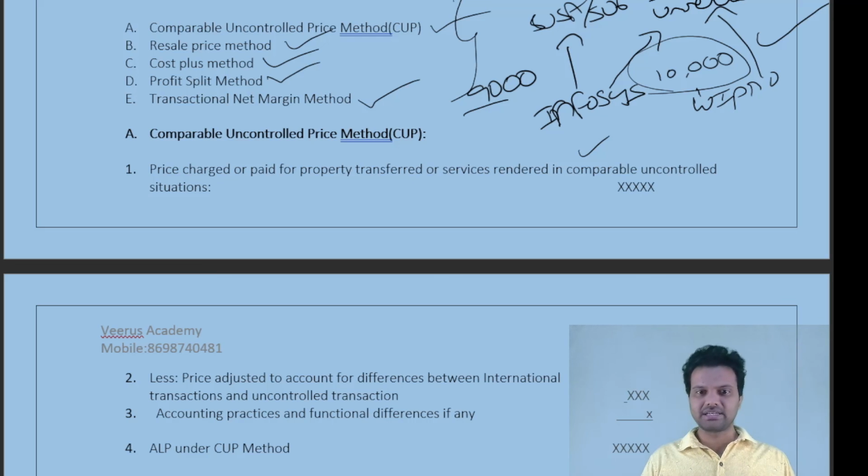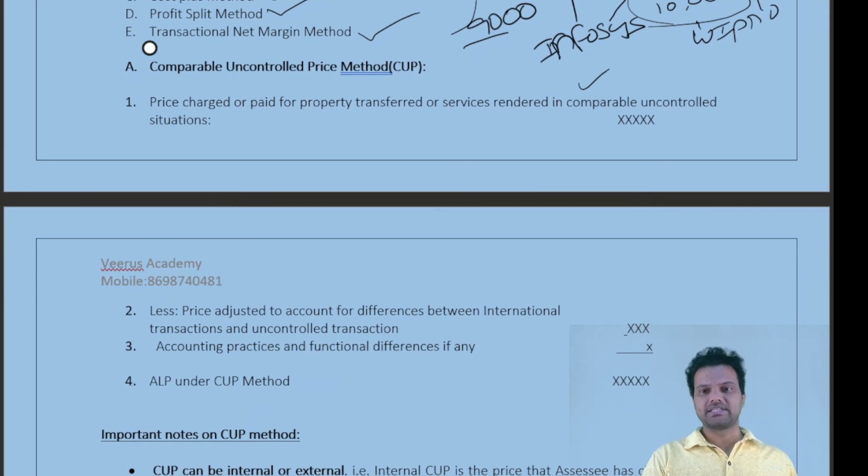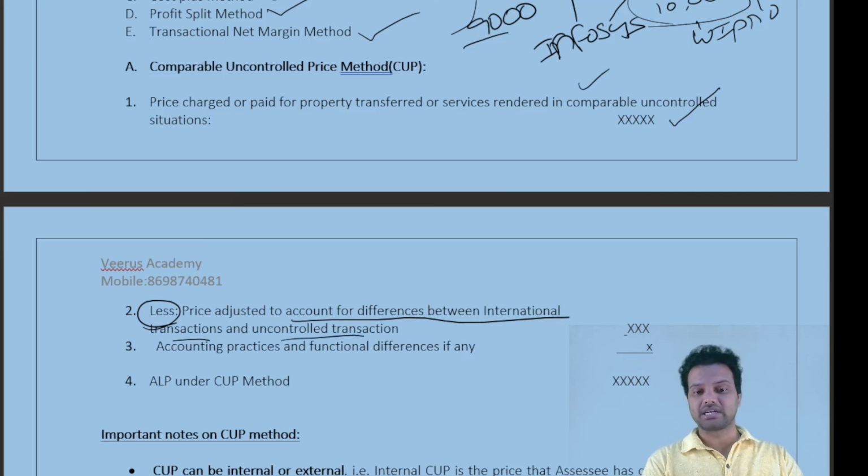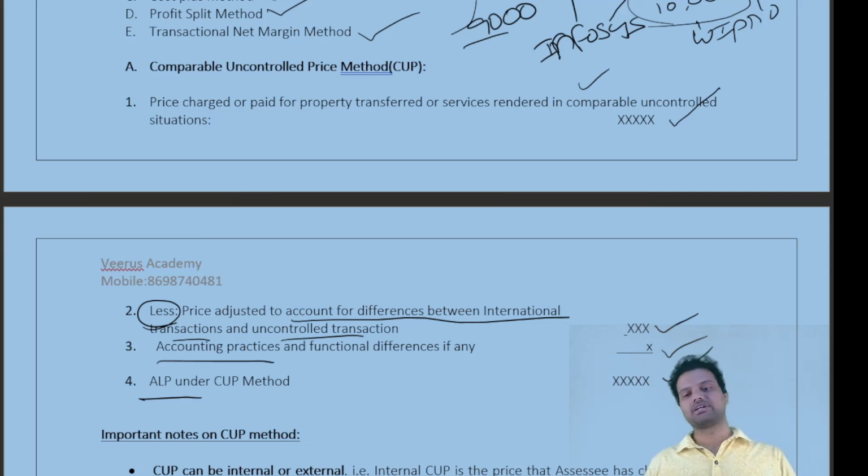I have given here the calculation directly, so that you will be able to remember it and replicate the same thing in the examination. So you can go through that. If you see here, first we will take the comparable uncontrolled price. Then we will make some adjustments for the differences between the international transaction and the uncontrolled transaction. That is the first adjustment. Accounting practices related adjustment, second adjustment. Then the ALP under the CUP method will come. This is what the CUP method is.